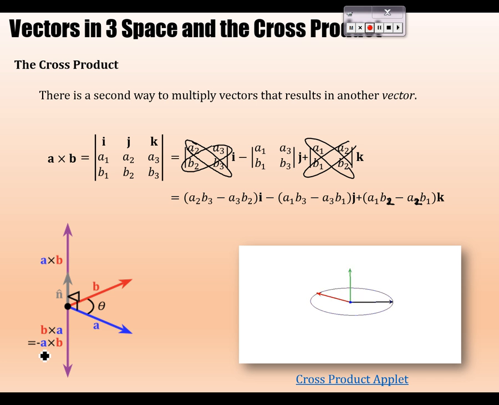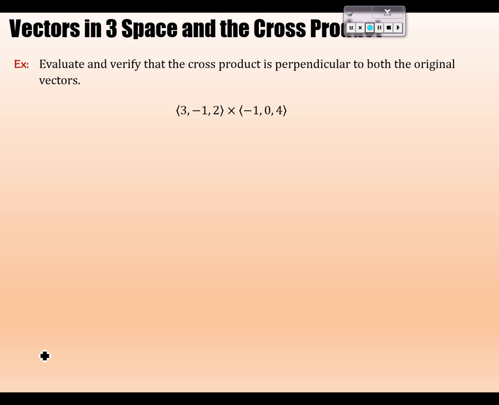If we have time, at some point I'll show you a little applet where you can drag the vectors around and it shows you the cross product. It's kind of fun to see that in 3D. But it's important that before you leave today we show you one example of a cross product.